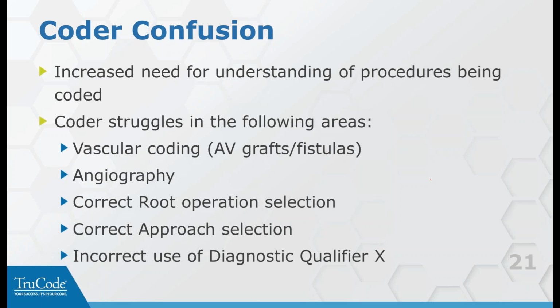In particular, coders were struggling and are struggling with vascular coding, especially AV grafts and fistulas, angiography, choosing the correct root operation, which of course is critical, the correct approach selection, and a lot of confusion still about the diagnostic qualifier X for things that are done for a biopsy.